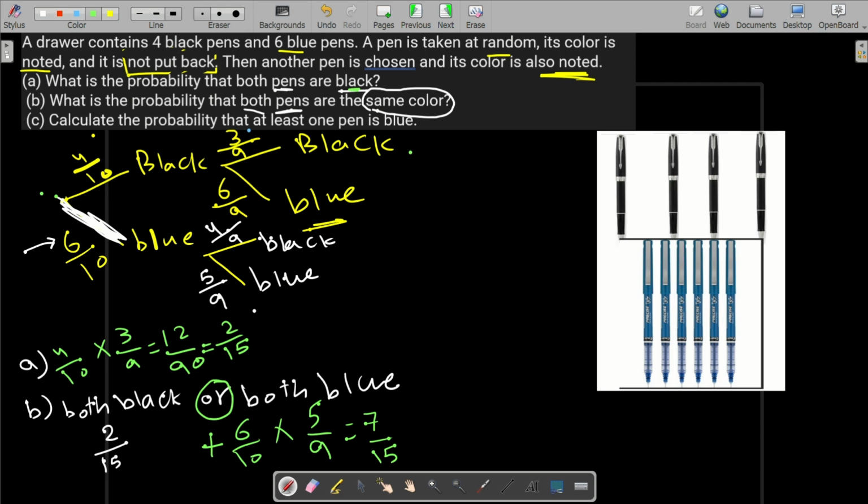Let's take a look at question C. In question C, calculate the probability that at least one pen is blue. Please pay attention to this: at least one pen is blue. At least one is blue means one can be blue or both can be blue, but never both black. Never both what? Never both black. And I like to say it in a second way. When we say this, both can never be black.